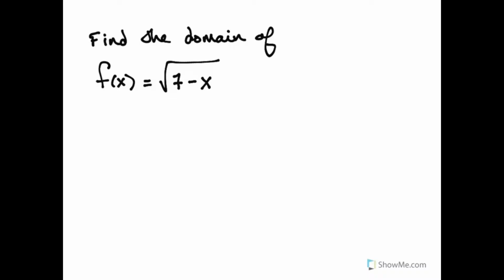If I find the domain of f of x equals the square root of 7 minus x, I remember that the part inside the square root cannot be negative. So 7 minus x has to be greater than or equal to 0. If I solve that inequality, I add x to each side, then I have 7 is greater than or equal to x. We can flip that around and say that x has to be less than or equal to 7.